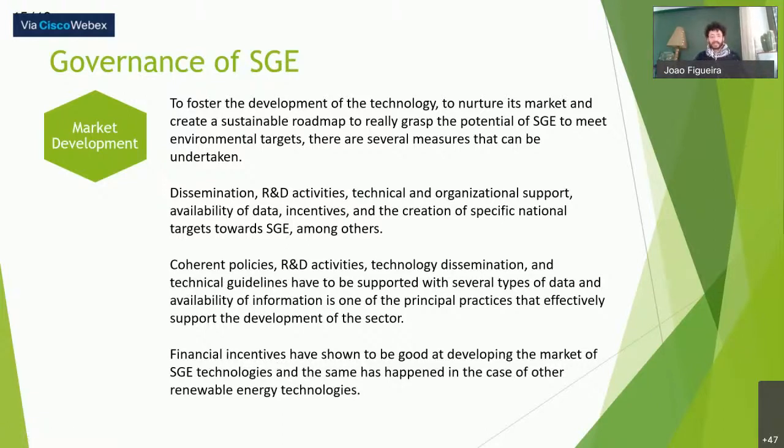I have other important things, but I would like to recall that financial incentives, like Carlos Luna was saying, show a good measure at developing the market of shallow geothermal energy technologies, and the same has happened in the case of other renewable energy technologies.